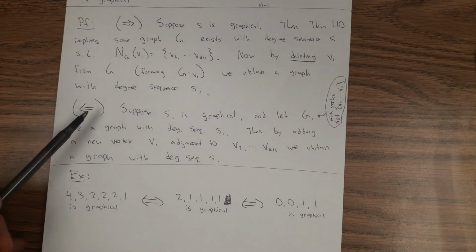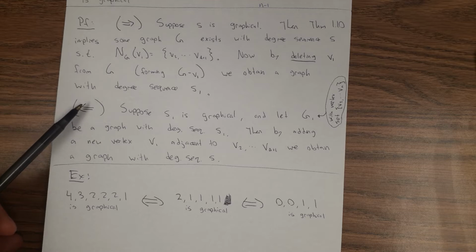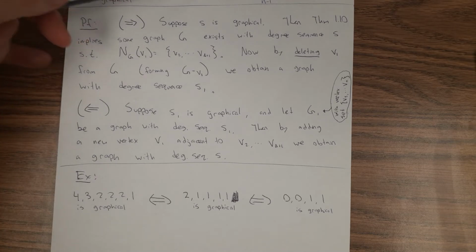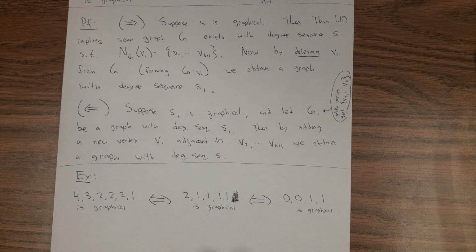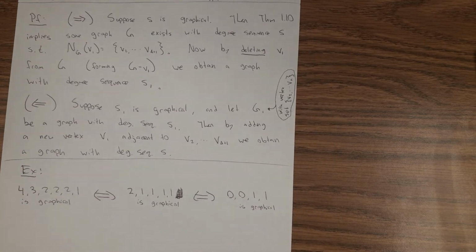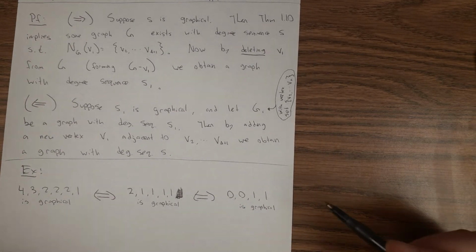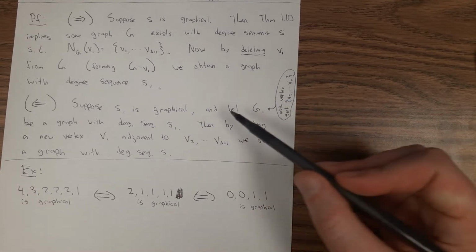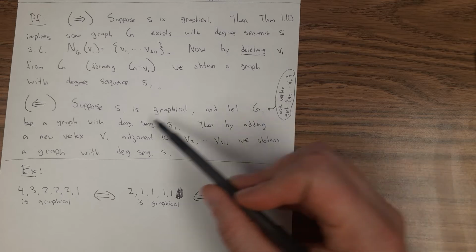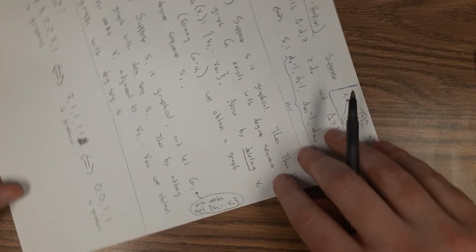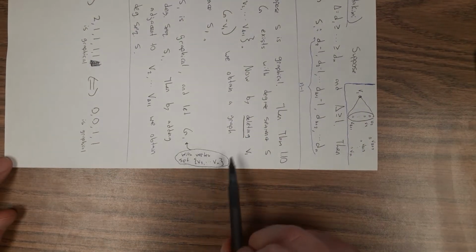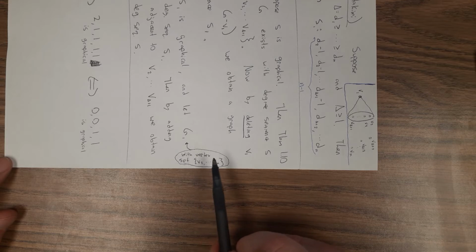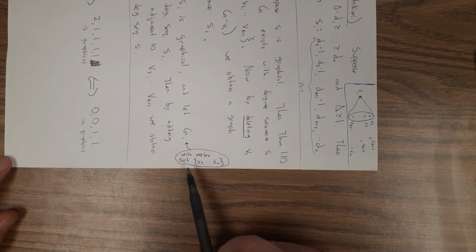Conversely, we have to show the other direction. So I'm going to show that if S1 is graphical, then S is graphical. So suppose S1 is graphical. That means that there's a graph with that degree sequence. So let G1 have that degree sequence. And sorry, I wrote sideways because I couldn't fit it, because this is an afterthought. Let's assume G1 has vertex set V2 through Vn.